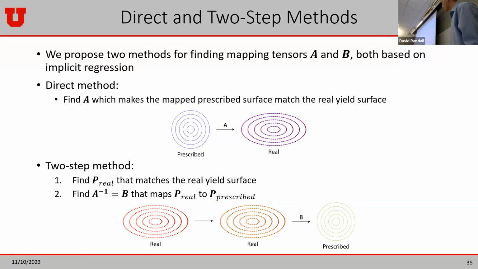And to do so, we have to be able to find these A and B tensors with respect to some state parameters. And we propose doing this in two different methods. The first of which I'll call a direct method, in which we take the given yield surface and then we try to find this A tensor that goes to the real space and fits the data points. And the other method, which I'll call the two-step method, goes from the real data points, fits a yield surface in the real space, and then tries to find the B tensor that goes back to the prescribed space.